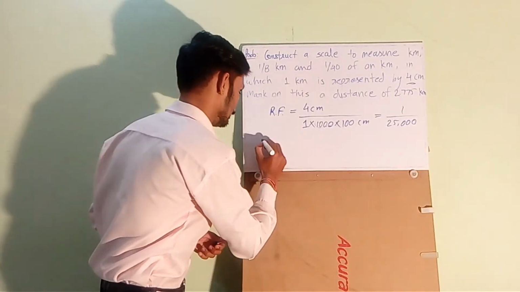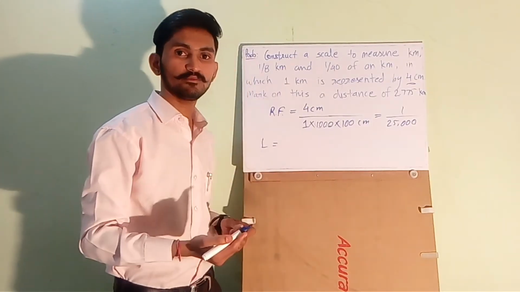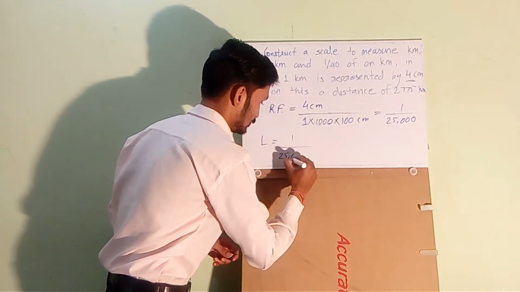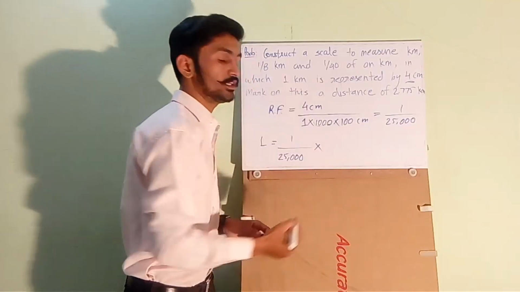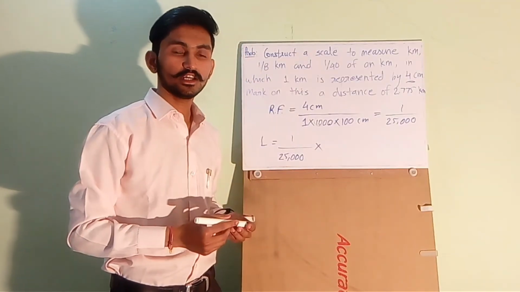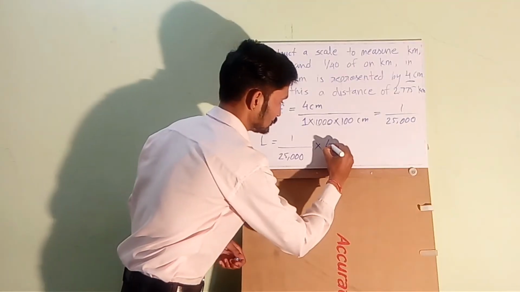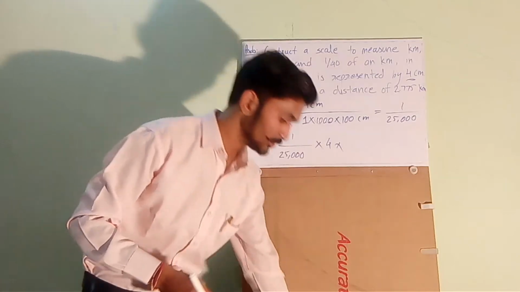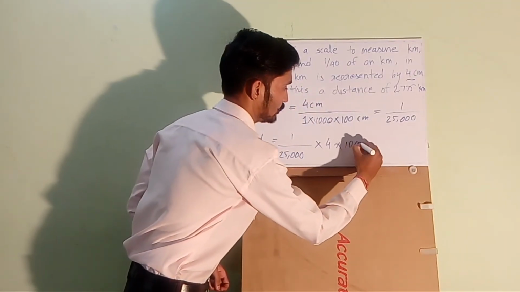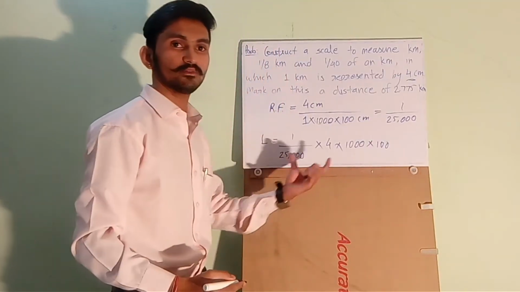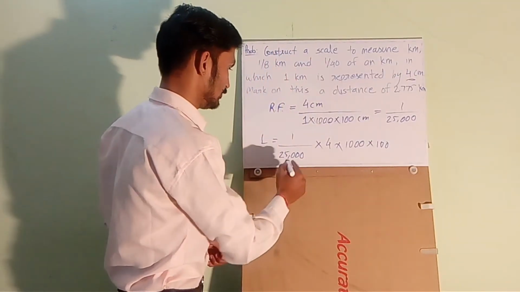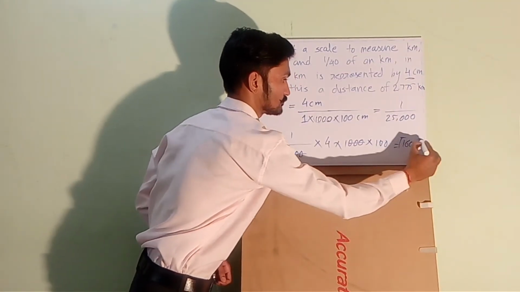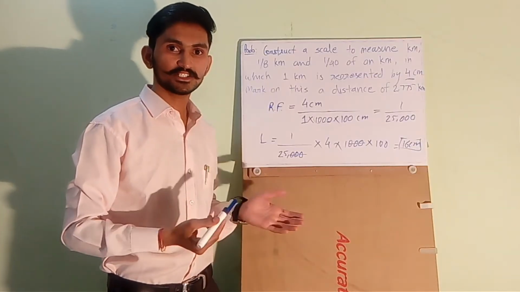Now the length of the scale L is equal to RF multiplied by the maximum length to be measured. So the RF is 1 by 25,000 multiplied by the maximum length to be measured. We have assumed 4 kilometers. Again we want the length of the scale in centimeters, so 4 kilometer is multiplied by 1000 and multiplied by 100 to convert it into centimeters. Now it will be 16 centimeter. So the length of the scale is 16 centimeter.